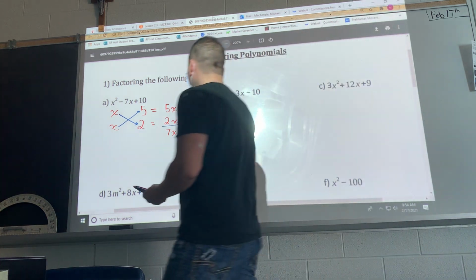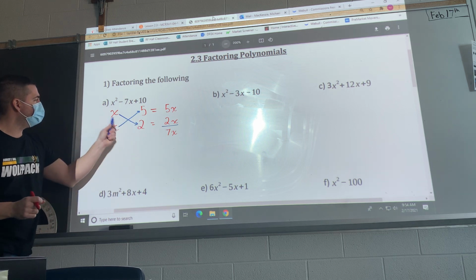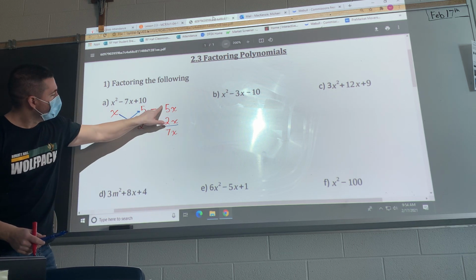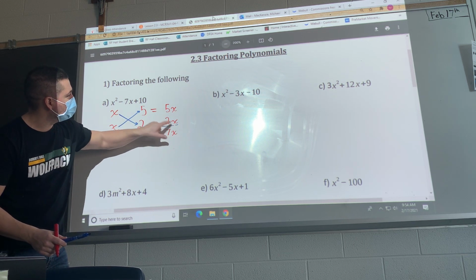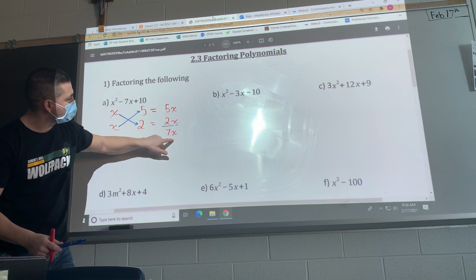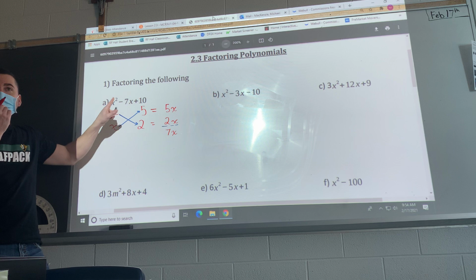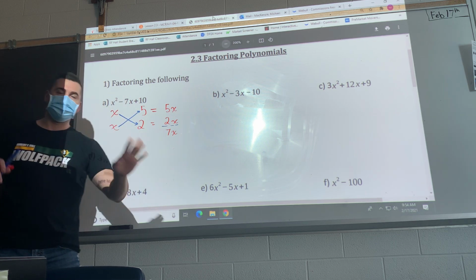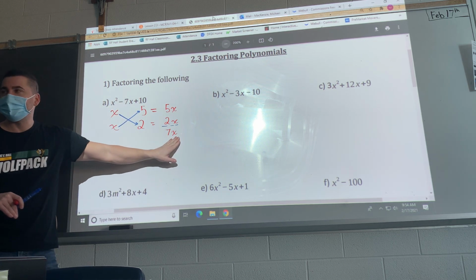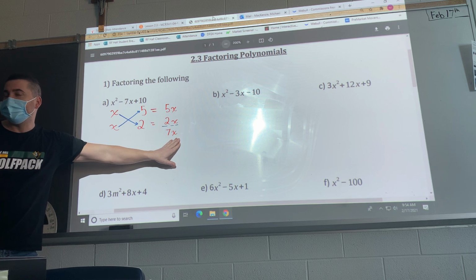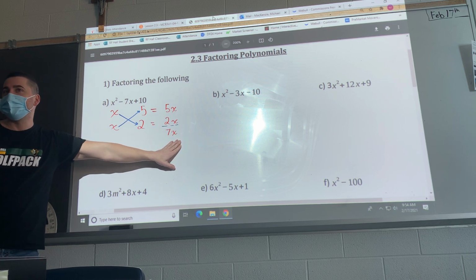Okay, so we cross multiply here. And what happens is, once we add these together, if this number, or this term, matches the middle one, then we factored it. And I'll show you what the brackets are, okay? Right now, does this match? It does, but not fully. Okay, what's missing? Negative. Negative, okay?